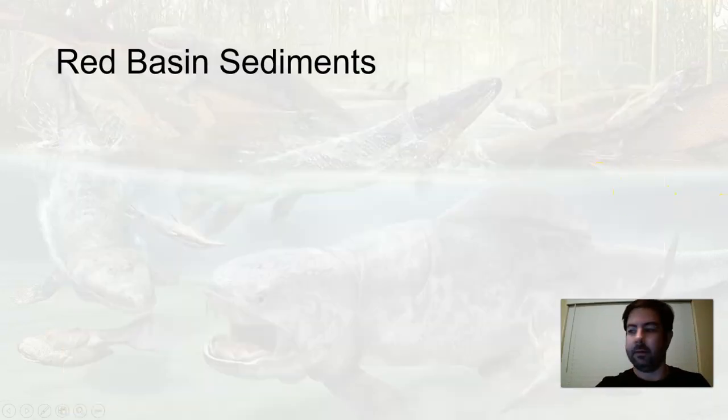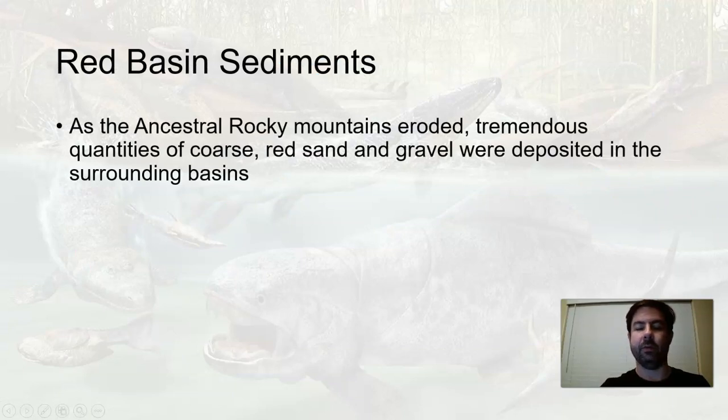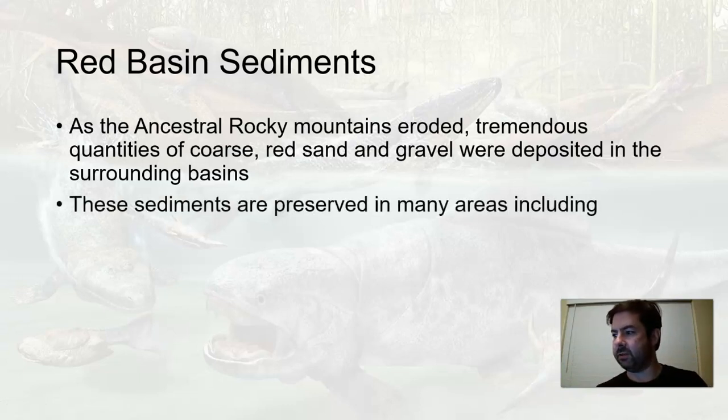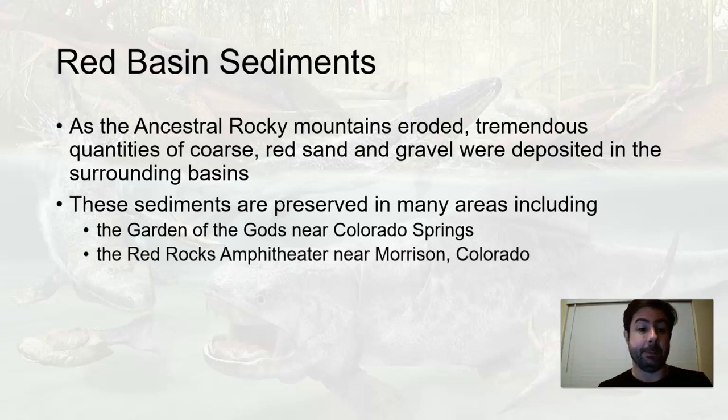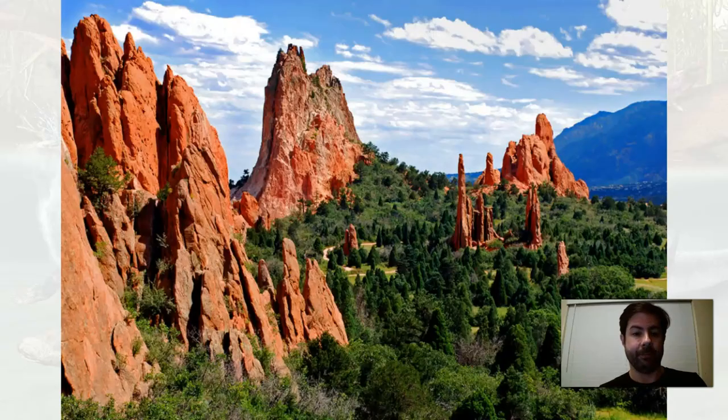So again, these red basin sediments from the ancestral Rockies, we get this material weathering and eroding off of it, this red sand and gravel that was deposited in the surrounding basins. Again, we see these especially in Colorado, many fantastic formations, like in the Garden of the Gods near Colorado Springs, which is actually where I used to grow up. The Garden of the Gods was kind of like my backyard. And Red Rocks Amphitheater, it's a music venue just outside of Denver.